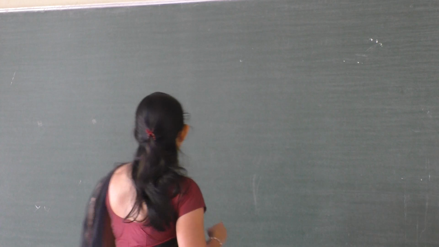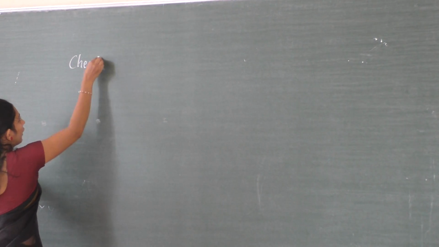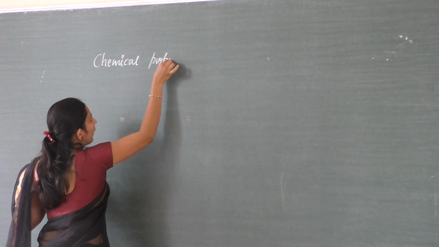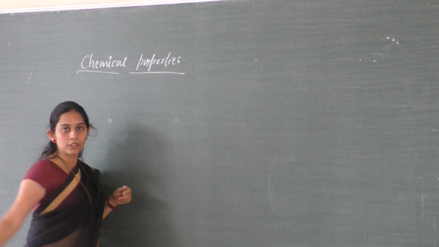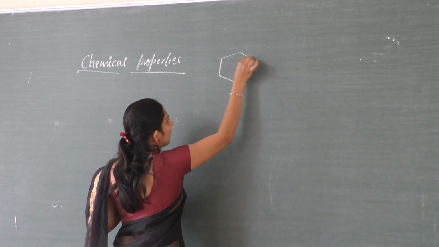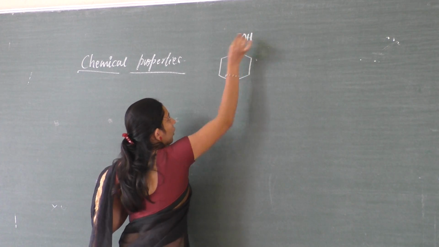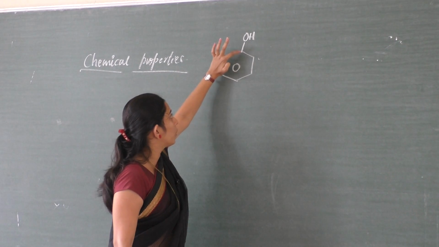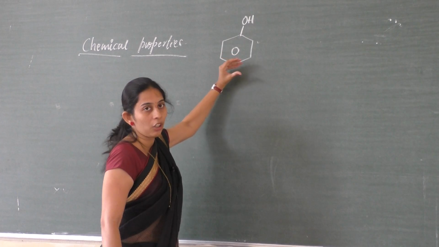In phenols, as we know, phenol contains a benzene ring along with an OH group. That is what we call a phenol, isn't it? So this is phenol. What is phenol? The hydroxyl group is directly attached to the sp2 hybridized carbon of a benzene ring. That is what we call a phenol.